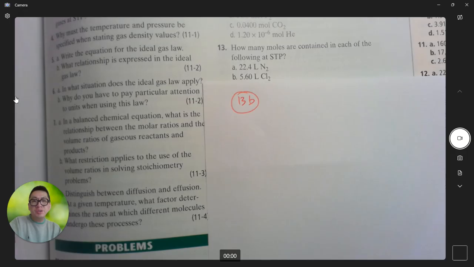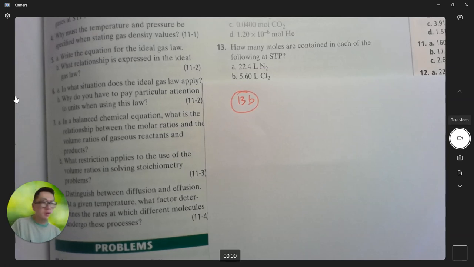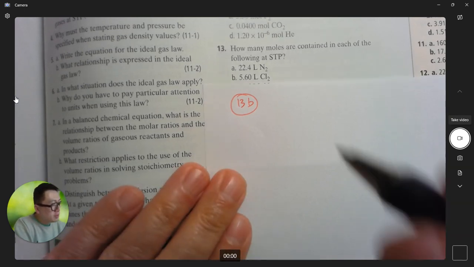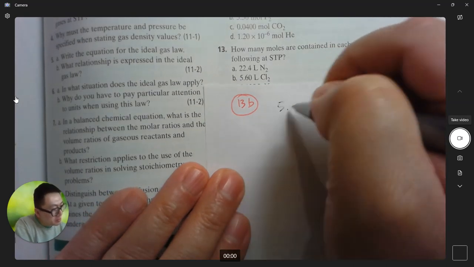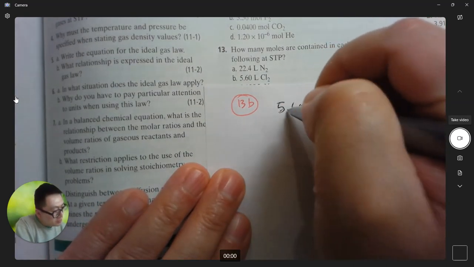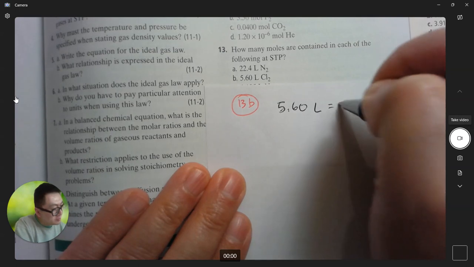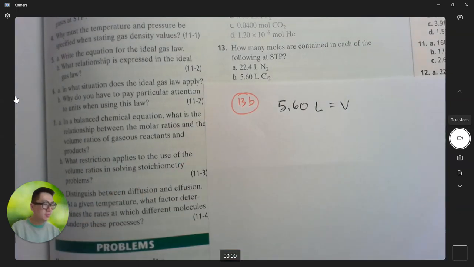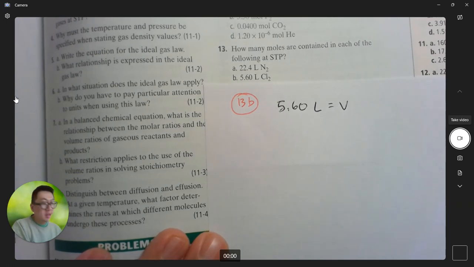Okay, I now want to do this problem here. This is 13b. It says, how many moles are contained in each of the following at STP? 5.6 liters of chlorine. That's obviously a volume because it says liters. There's another thing it says, STP.